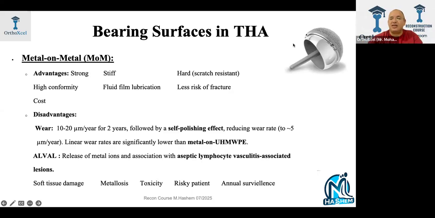So as you see on this side, if you see the resurfacing, which is metal on metal, the two surfaces are adapting to each other in a very nice conformity. That's why they have a very smooth movement. They can still be very nicely polished and manufactured with a smooth surface, so they have some fluid film lubrication, especially as you can see with the conformity and the smoothness. Definitely it carries less risk of fracture than the ceramic, and the most important is it's very cheap in cost.